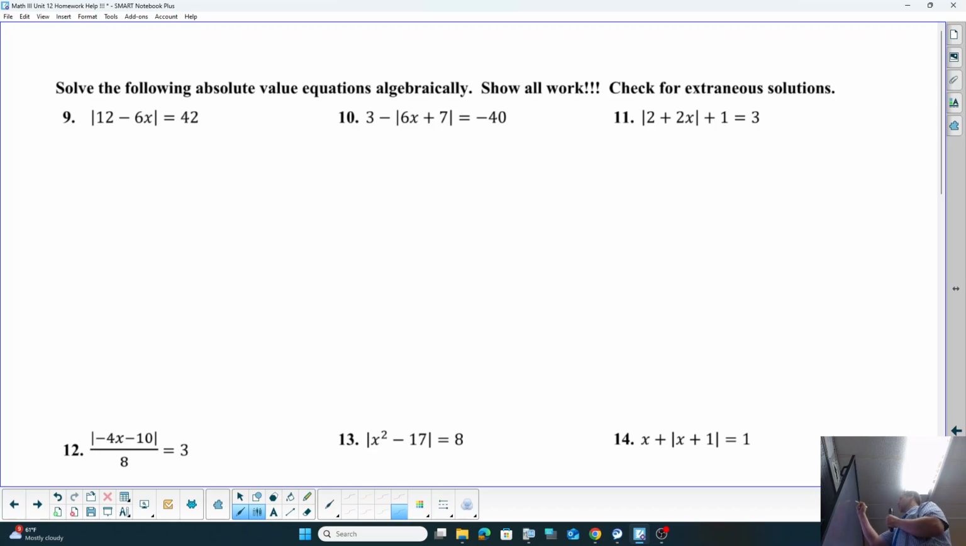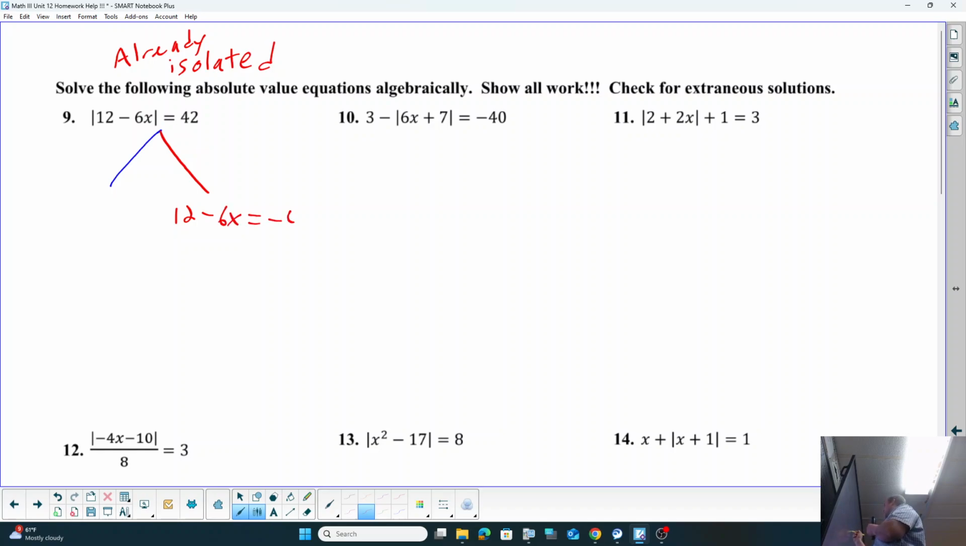Number 9. We're going to split this into a positive and a negative solution, right? Did we isolate it? Yep, it's already isolated, ready to go. Split into two equations. This is 12 minus 6x equals negative 42, and this one over here is 12 minus 6x equals positive 42, just as we see it. Just drop the absolute value.